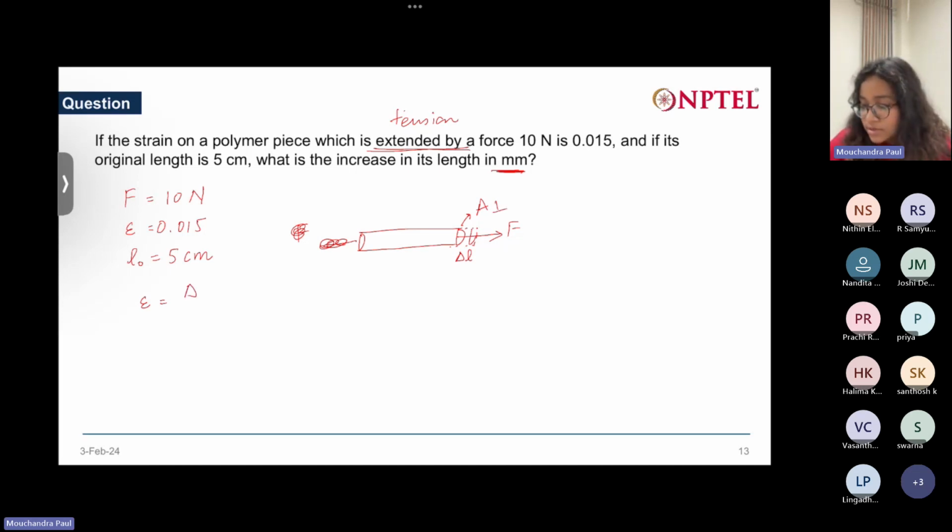What is the definition of the strain? It is the ratio of change in length to the original length. So the strain value is given to you. The original length is given in centimeters. You are asked to report in mm, so you will convert it.